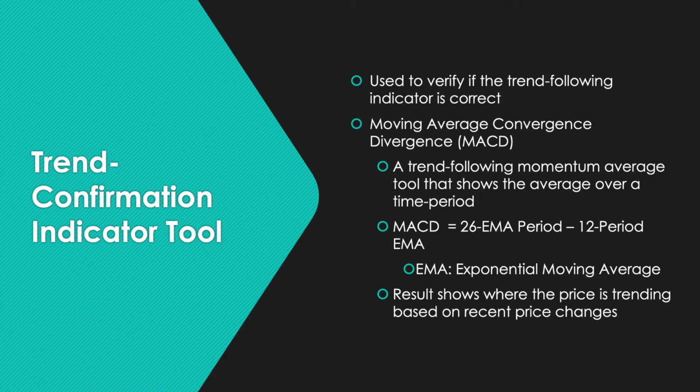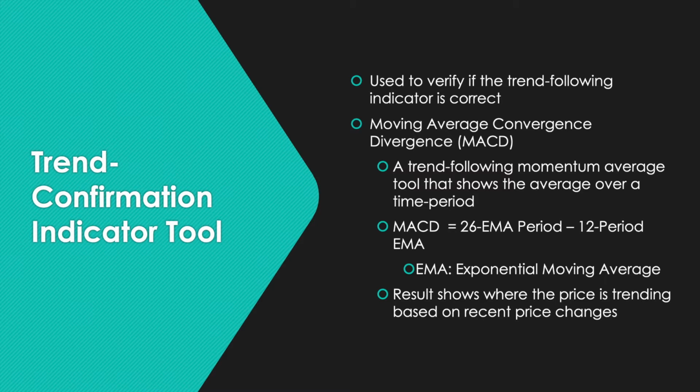So for this video, it's just a quick overview of what the MACD is, or the Moving Average Convergence Divergence. The MACD is a trend confirmation indicator tool, and it's basically used to confirm what type of trend there is in the market alongside any other indicator that you are using. So for example, if the Bollinger Band is the primary indicator tool you're using, the MACD gives a second opinion of what's happening during a specific time period.